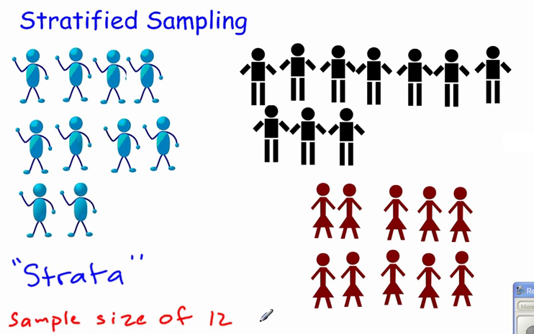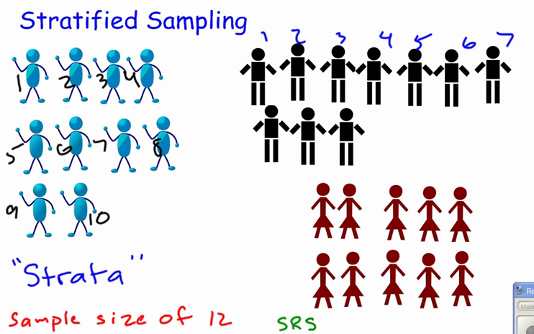Now comes the time when I use SRS, simple random sampling. I want to get four people from the blue strata, four people from the black strata, and four people from the red strata, so that I can create my sample size of 12. Well, if I use SRS, what I then do is number each one. 1, 2, 3, 4, 5, 6, 7, 8, 9, and 10 from my blue. And I number these guys here. 1, 2, 3, 4, 5, 6, 7, 8, 9, and 10.